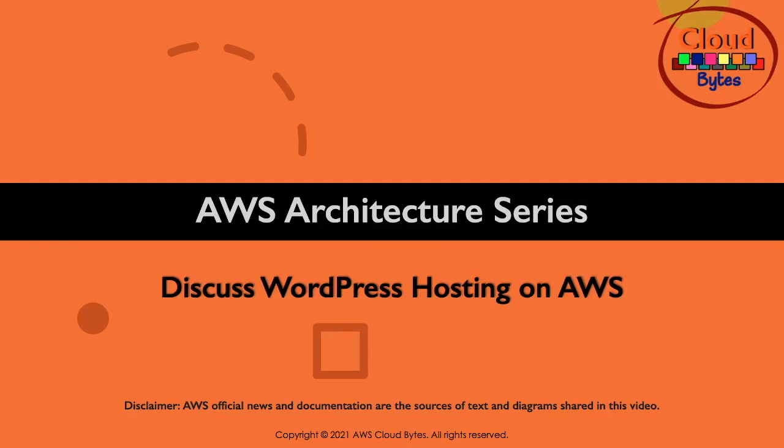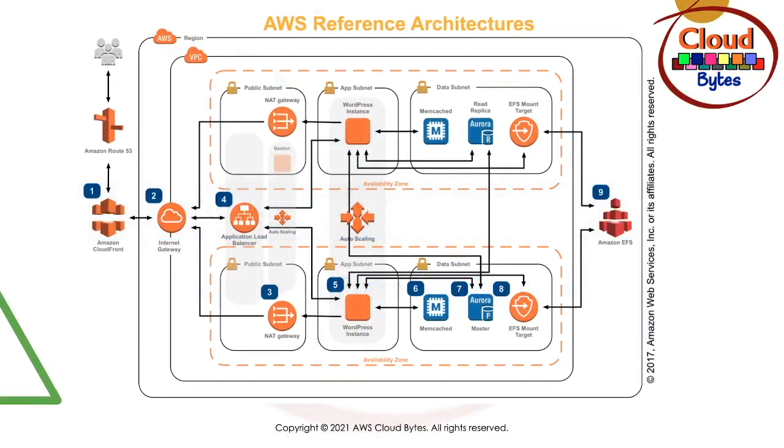Today in the AWS Architecture series, we'll discuss WordPress hosting on AWS. So stay tuned. Before we begin, please note that this architecture diagram is taken from an AWS reference architecture that is available on the AWS website. You can view this architecture at the aws.amazon.com website.